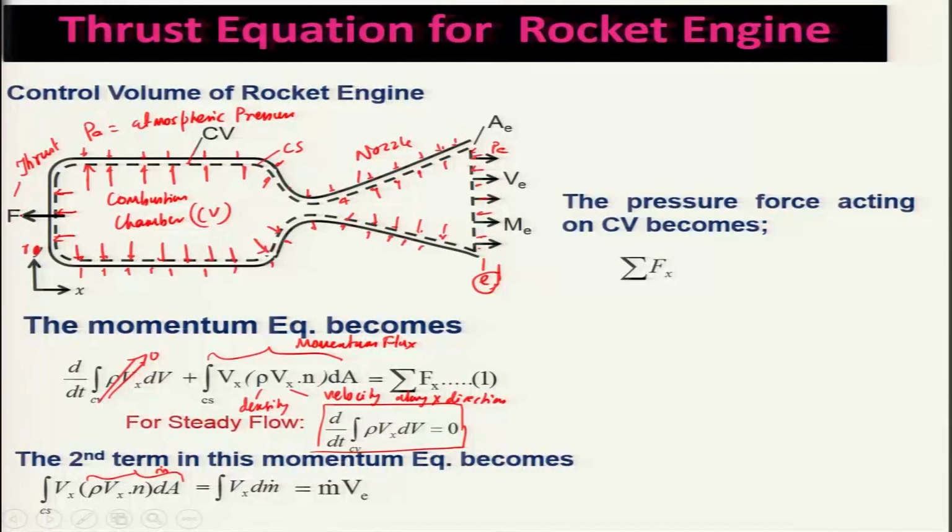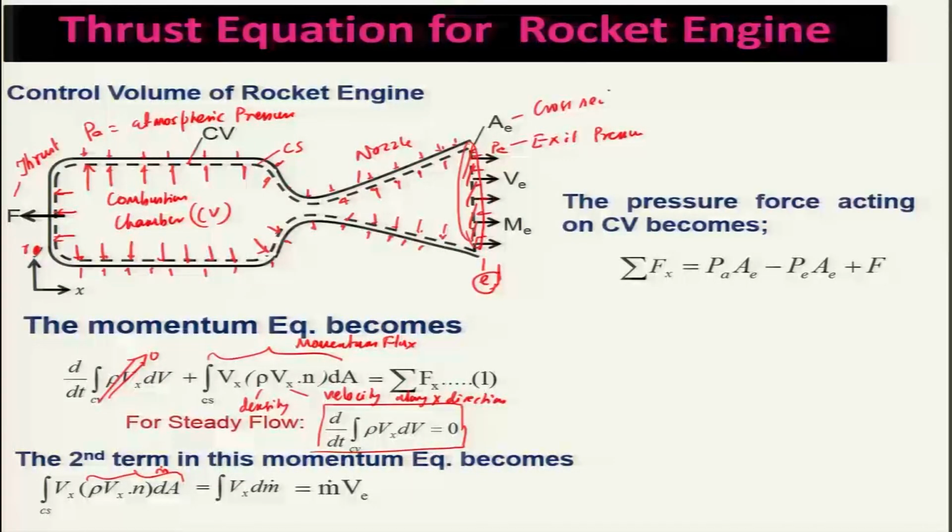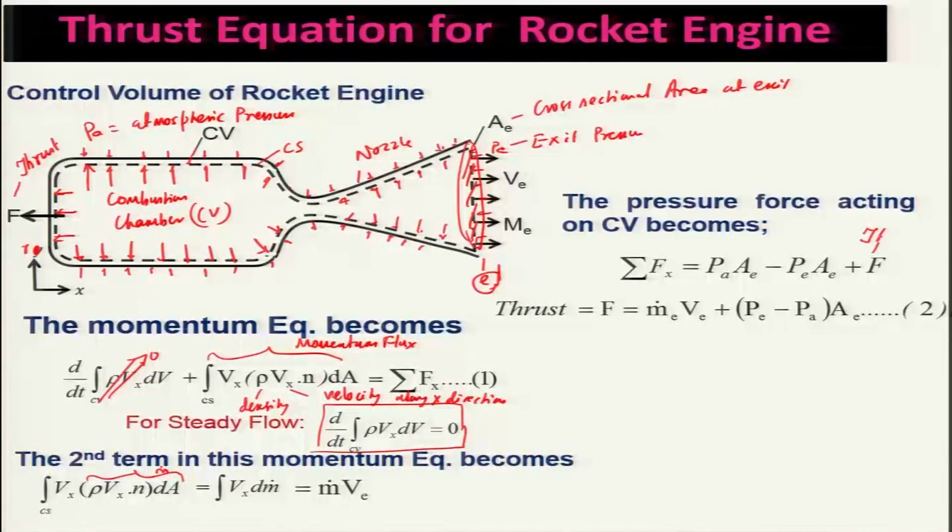So the total force will be equal to P A A E, minus the exit pressure P E into A E, where A E is the cross sectional area at the exit. And this is your thrust, which is the opposite reaction to this momentum.